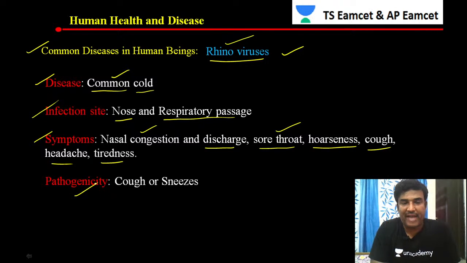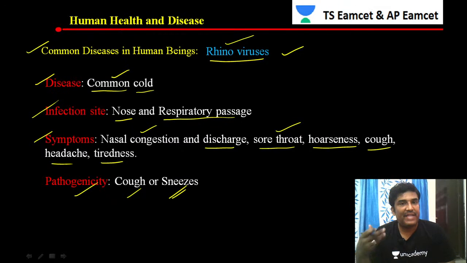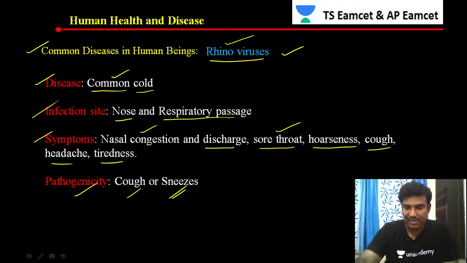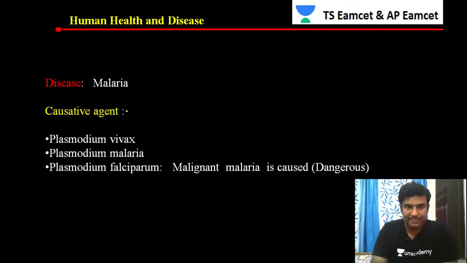Then if you see the pathogenicity, what is the pathogenicity? Cough and sneezes. The person will continuously start coughing and sneezing. That is the main pathogenicity. So this is something about the rhinovirus, students. Let us move to the next one.